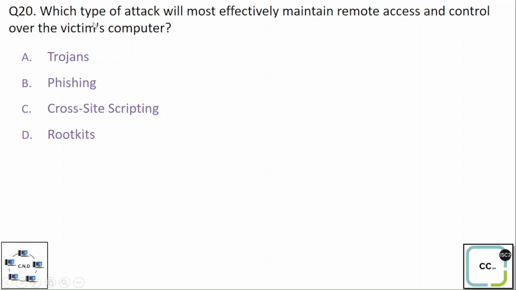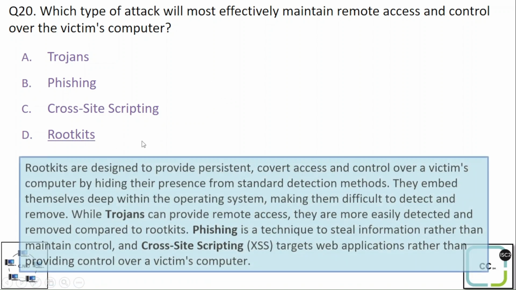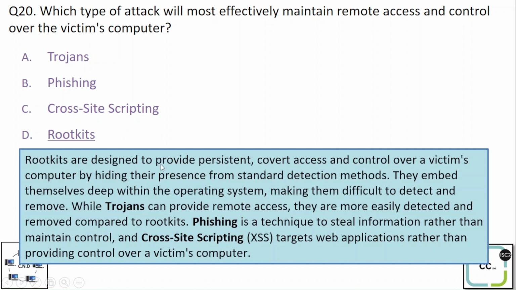Question number 20. Which type of attack will most effectively maintain remote access and control over the victim's computer? And the options are option A, Trojans, option B, phishing, option C, cross-site scripting, and option D, rootkits. We are talking about maintaining the remote access control over the victim's computer, and the correct option is option D, rootkits.